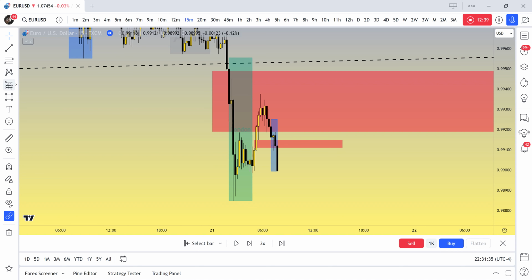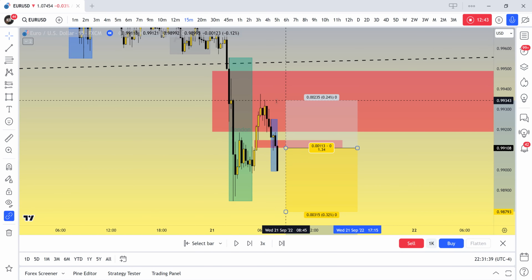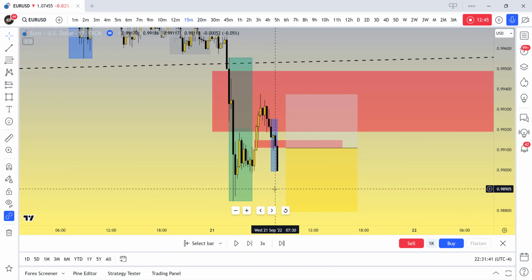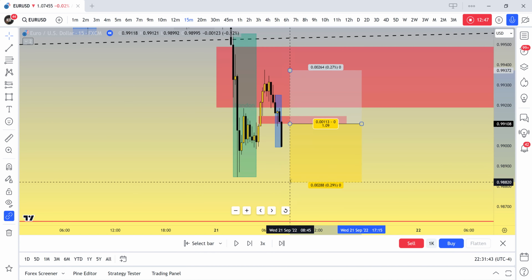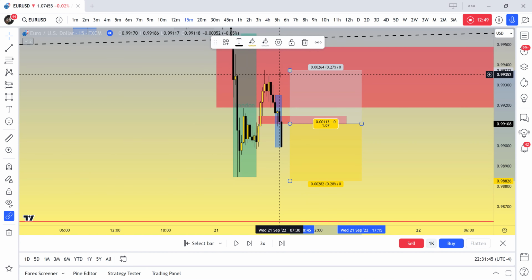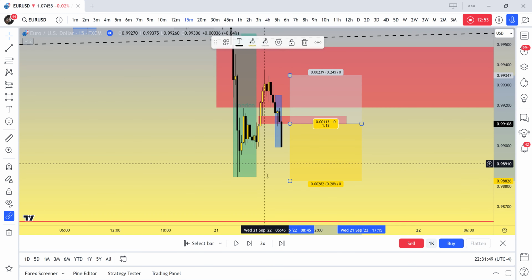I'm not going to go to a lower time frame in case the whole chart refreshes because it doesn't have enough data. But let's look at the consequent encroachment of this gap. Nice order block as well. Let's put it at this high.